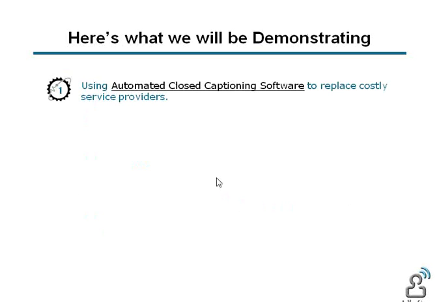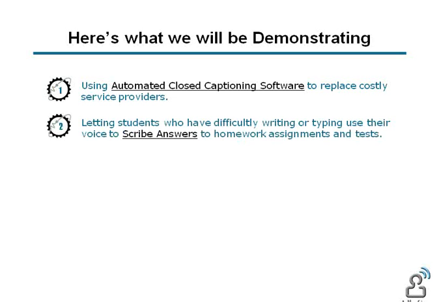So here's what we'll be demonstrating in this series of videos. First, we'll be talking about automated closed captioning. Very simply, the ability, for example, in the classroom for a student to be able to see closed captioning of anything that the teacher is saying, and to have this in real time, instantaneously. Very powerful capabilities here, and we'll demonstrate that in the next video.